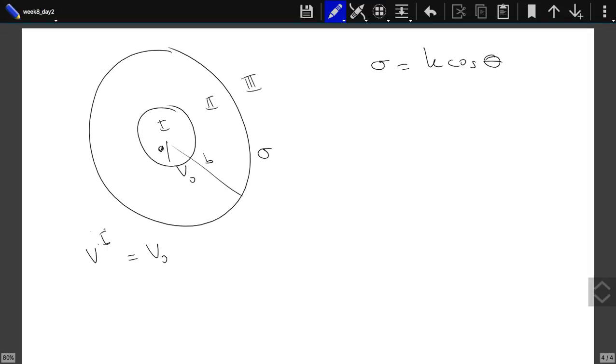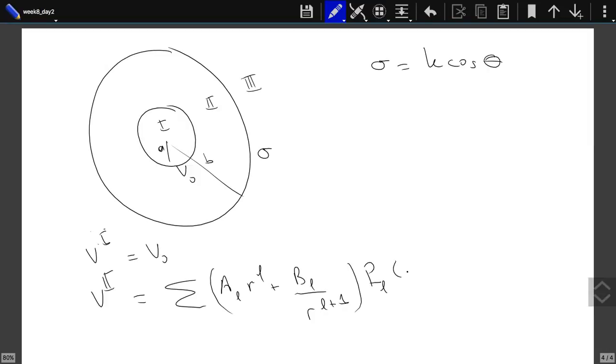Let's start with V2. V2 will have this form: A_L r to the power L plus B_L over r to the power L plus 1, times P_L of cosine theta, with L from 0 to infinity.